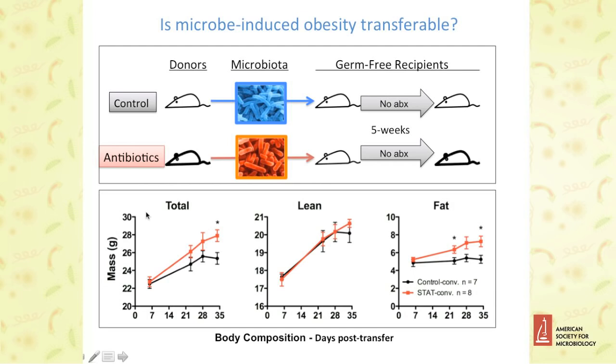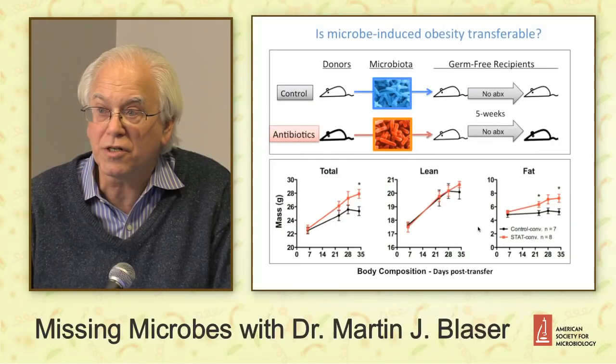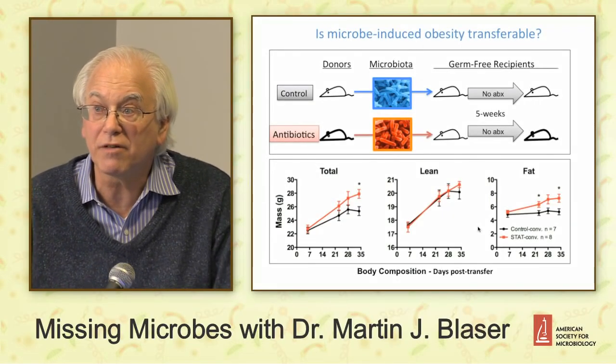Here are the main results on morphometry: total mass, lean mass, fat mass. The black line is the control group. We found that the recipient mice that received microbiota from the mice given antibiotics had increased total mass. No change in lean mass, increase in fat mass. So from this experiment, we have evidence that the microbiota alone is sufficient to transfer the metabolic signal.